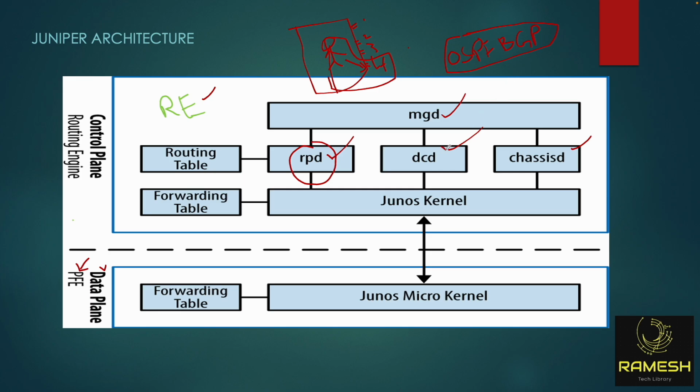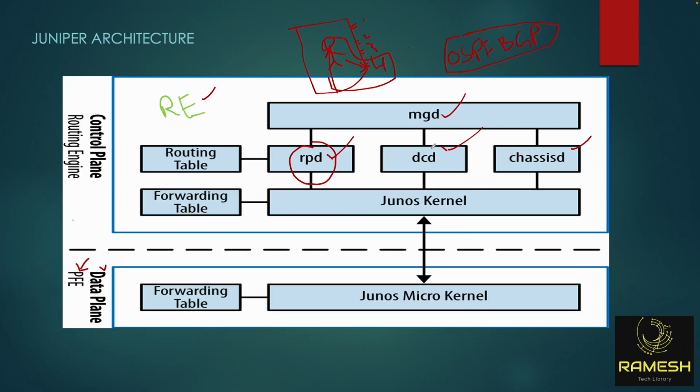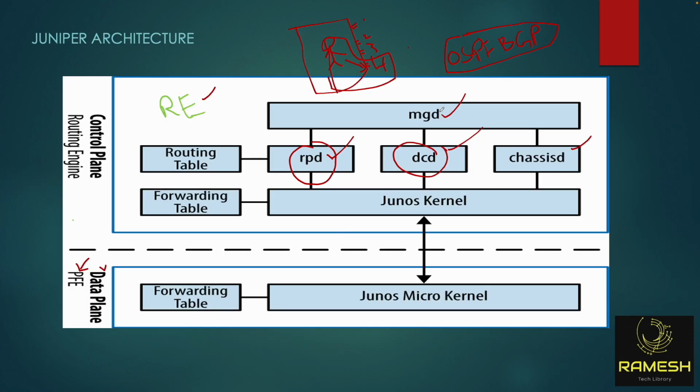Now what is DCD? You are configuring IP addresses on the interfaces. Suppose this is port 1/1, you enter this port and assign IP addresses on these interfaces. Whatever you assign on these interfaces, everything is taken care of by DCD. In the next slide I'll explain everything about DCD. Next is MGD, the management daemon. The management traffic, the CLI information, everything is handled by MGD.